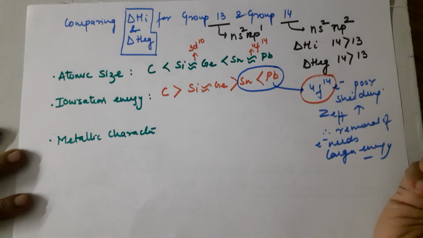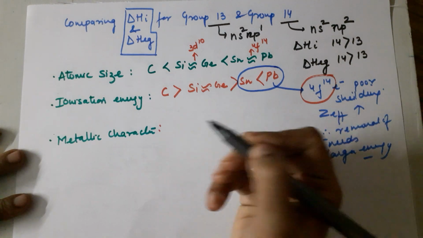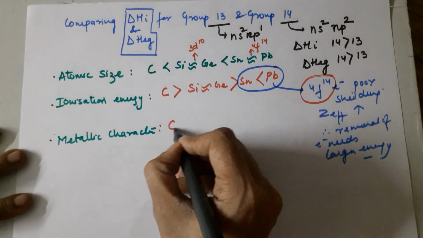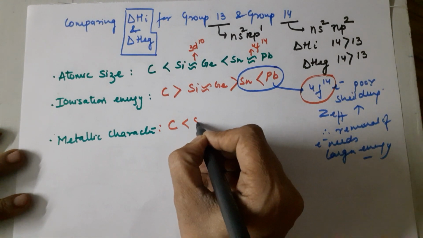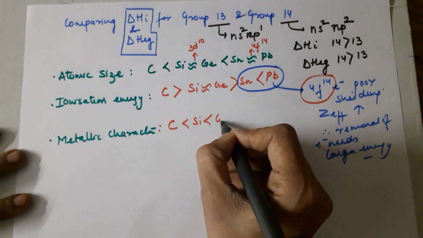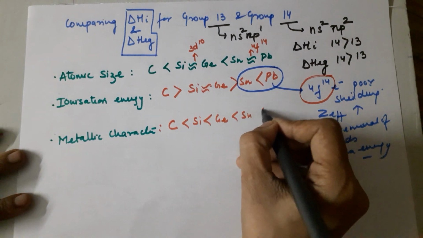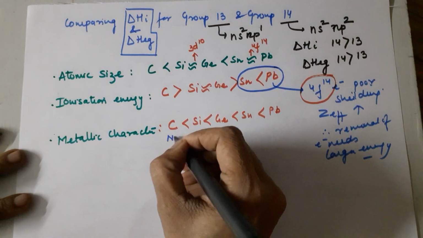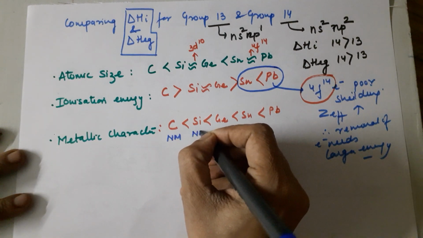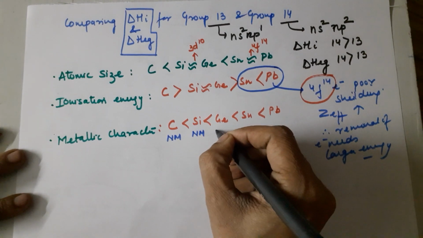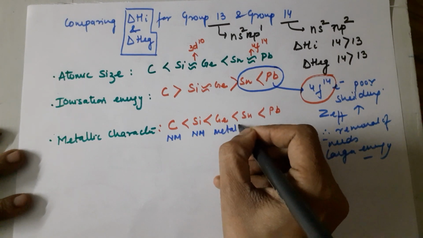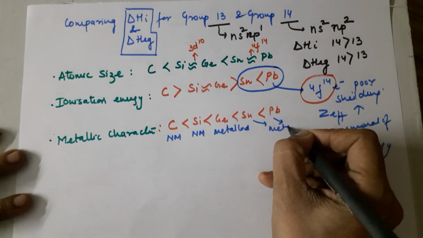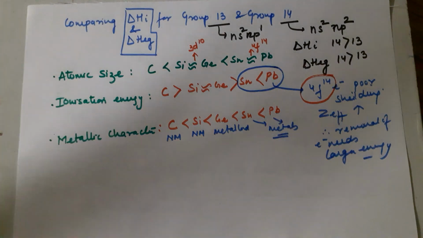Moving down to the metallic character. Metallic character always increases down the group. So, with respect to carbon, the metallic character would increase, then germanium, then tin, and then lead. Carbon is a non-metal. Silicon is also a non-metal, while germanium is a metalloid. While these two come under the category of metals. Is that fine?